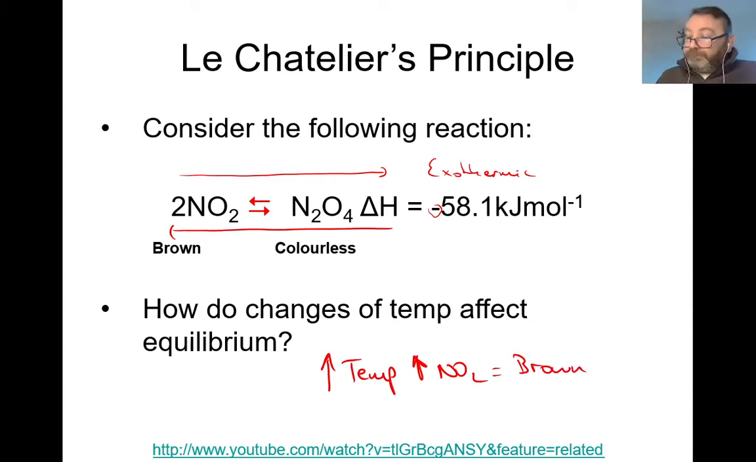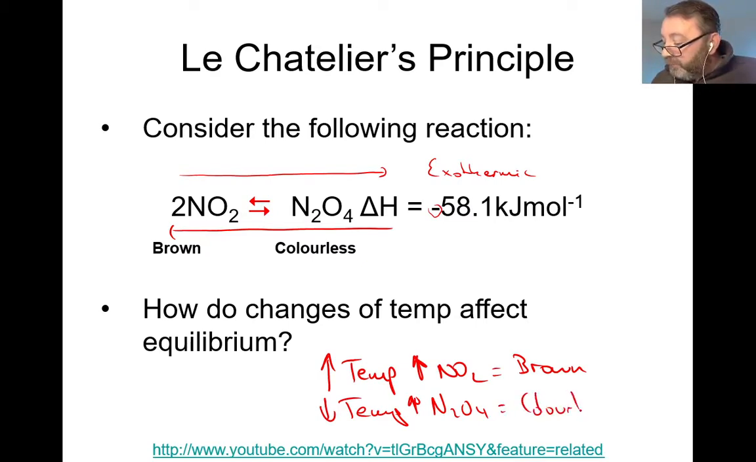Okay, now what happens if I decrease the temperature? So my stress, what I'm doing is I'm decreasing the temperature and the system fights back. If I decrease the temperature, the system wants to increase the temperature. And the only way that the system can increase the temperature is by favouring the exothermic reaction. So if I decrease the temperature, I will get an increase in the N2O4 because it will move towards the right hand side, meaning that it will become colourless.